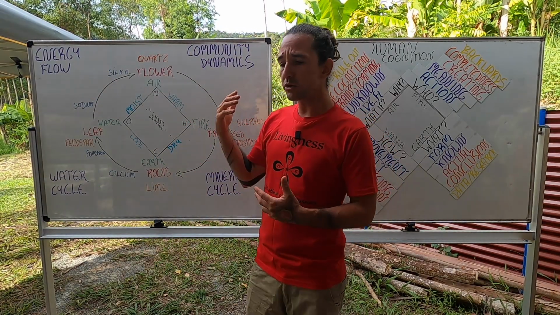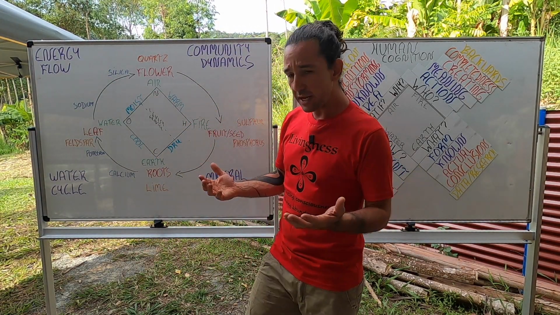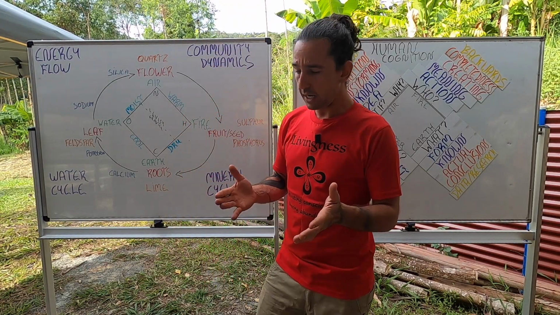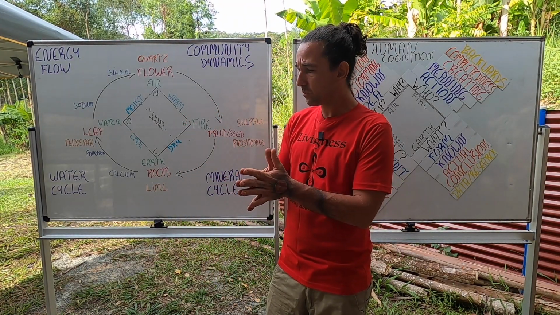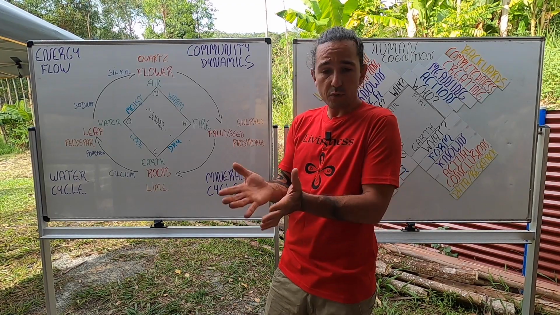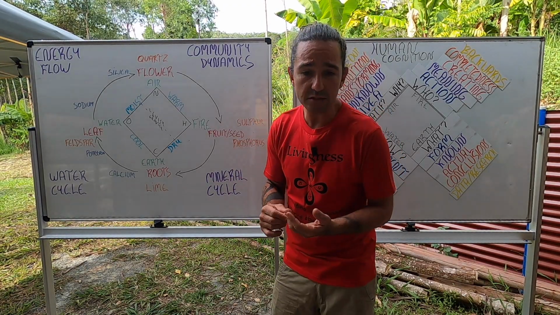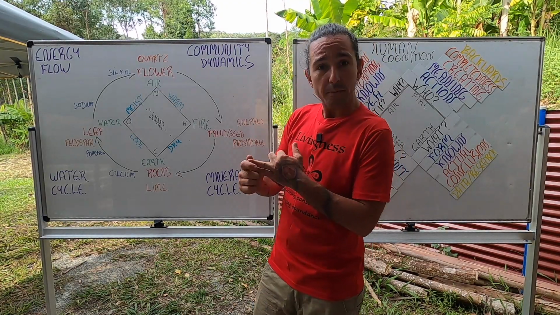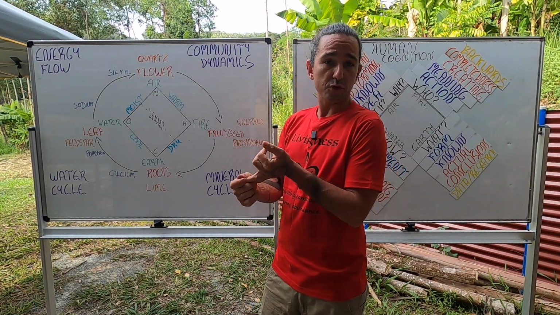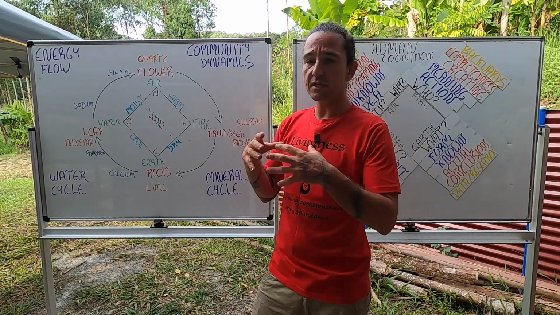And when we talk about energy flow, there are basically three parameters for us to work with. For us to increase the energy, we want to do what? We want to increase the density of plants. We want to increase the time that those plants are photosynthesizing, and we want to increase the leaf area.